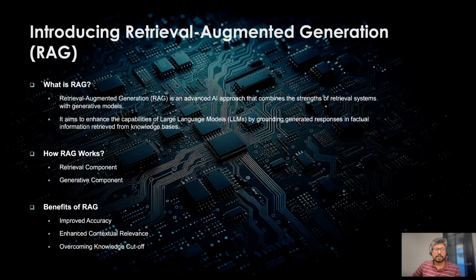Other benefits are reduced hallucination. The risk of generating hallucinated or nonsensical responses is minimized as the generative model relies on actual retrieved information. With respect to scalability and efficiency, RAG enables scalable solutions by dynamically retrieving relevant information, reducing the need for frequent retraining of generative models.